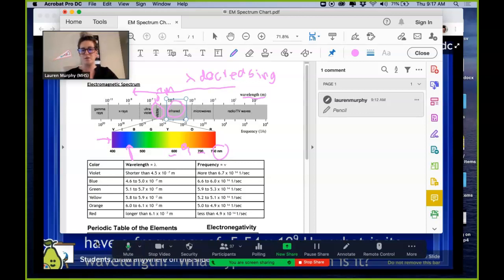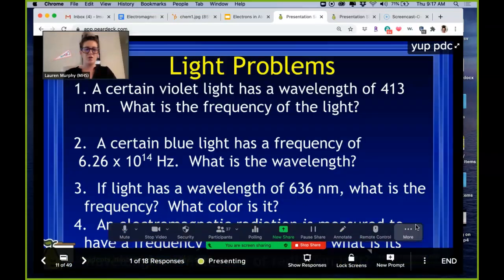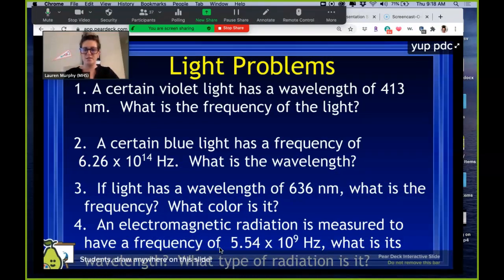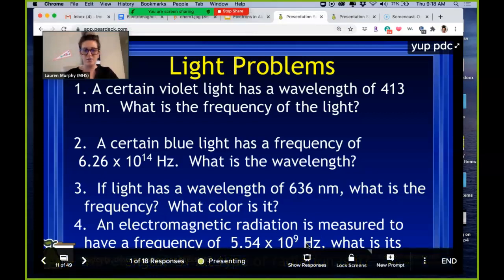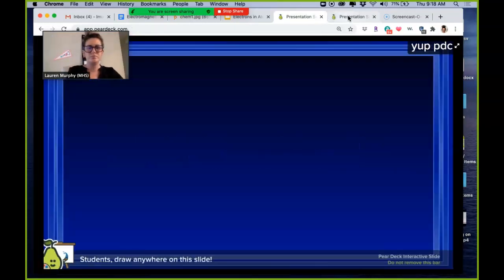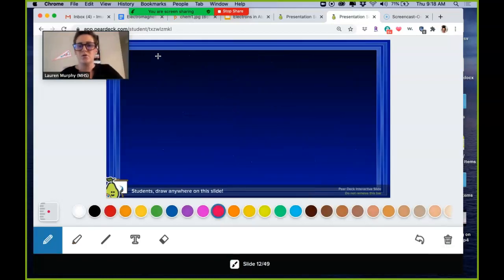I'm just going to do that part. We're going to do 4 and then I'm going to move on. So an electromagnetic radiation spectrum is measured to have a frequency, and I give you frequency in hertz, and I say what is its wavelength, okay? And then at the end I ask what type of radiation it is. So let's do the calculation first. So C equals wavelength times frequency. They ask for a wavelength, so I'm going to rearrange. C divided by V is wavelength.